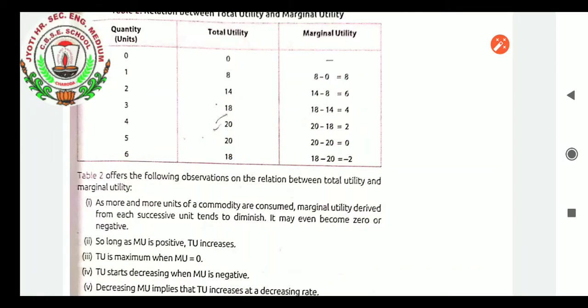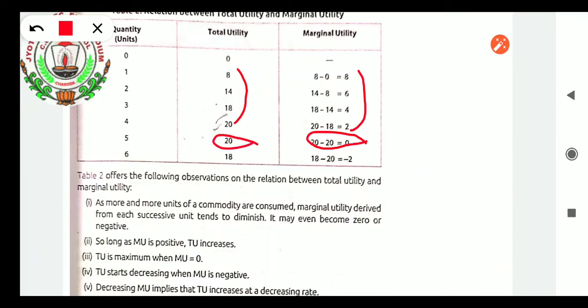Let me show this. Till this time it was positive, it was increasing. Okay, see this 20 and 20: the fourth and fifth units are equal, so TU is not increasing. So long as MU is positive, TU was increasing. TU is maximum when MU equals 0, as I already said. Here MU came as 0, and here the TU that came is our maximum. Okay, if you want to find the maximum TU, you have to take the point where MU is becoming negative. TU starts decreasing when MU is negative.